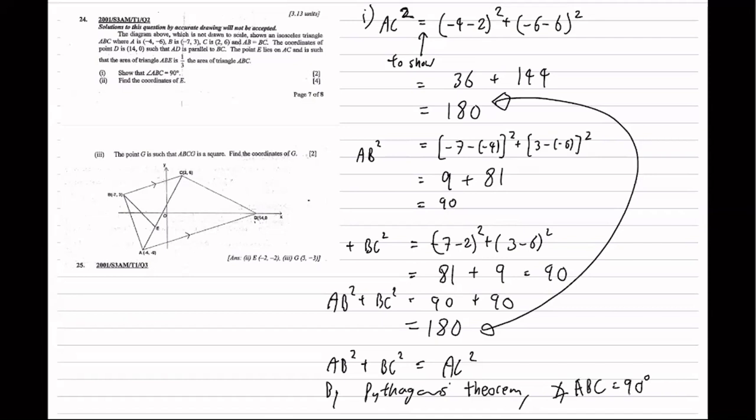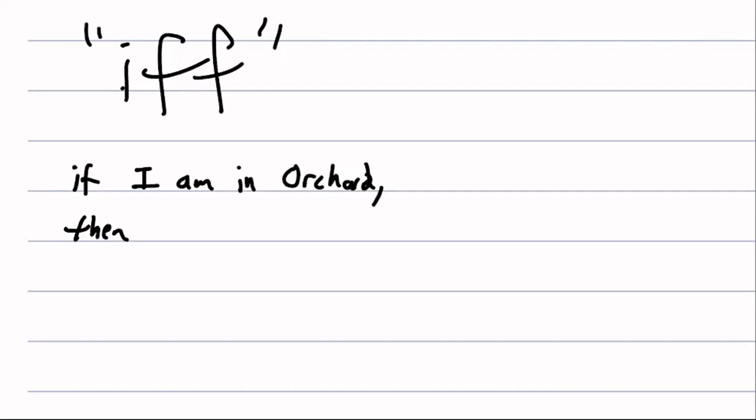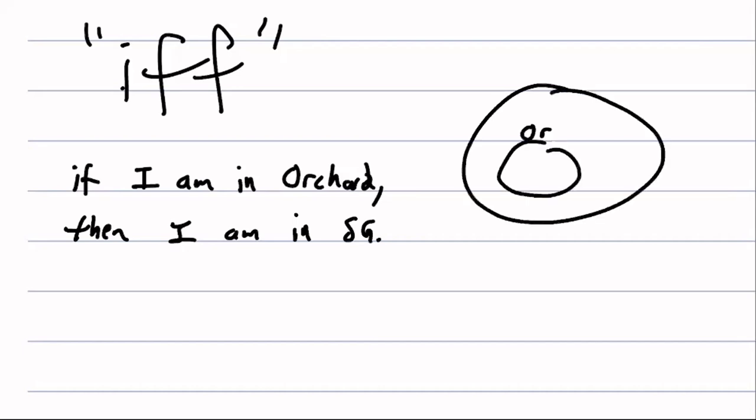Okay, can I just do a short rant on something called if and only if? So in math, we have statements that are called if and only if, equivalent statements. You've heard of phrases like this, right? If I am in Orchard, then I am in Singapore. That makes sense, right? Because Orchard is over here, then Singapore is outside, right?